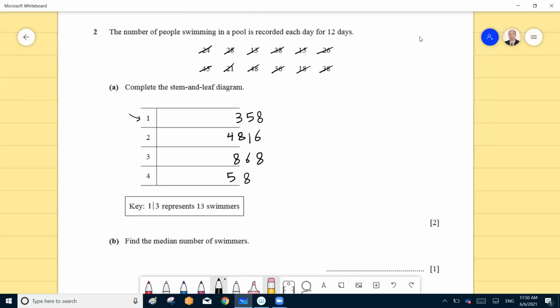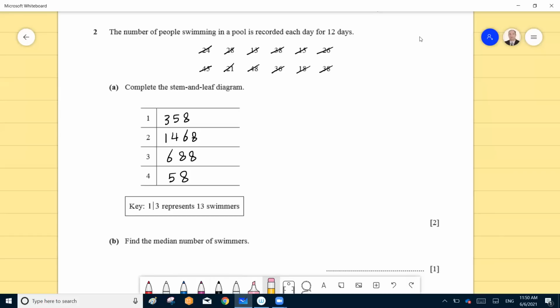After that, put these numbers in order. 3, 5, 8 is already in order. Arrange these set of values. You have 1, 4, 6, 8, and then 6, 8, 8, and 58. You can delete this part, no need now. Okay, you have the data now, arrange it in ascending order. Key 1-3 represents 13 swimmers.